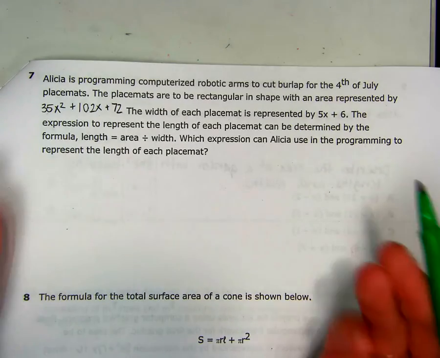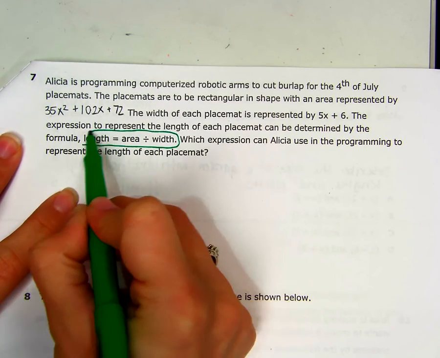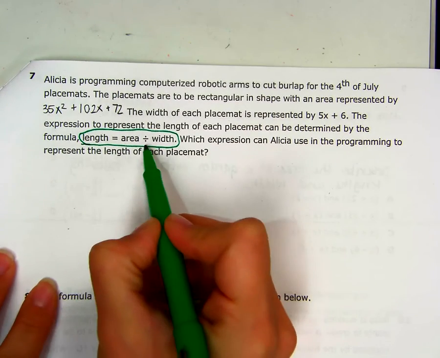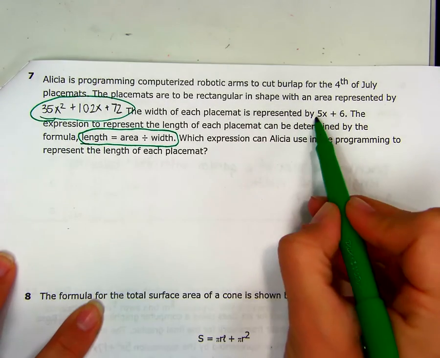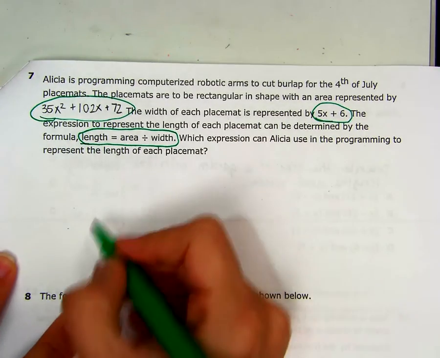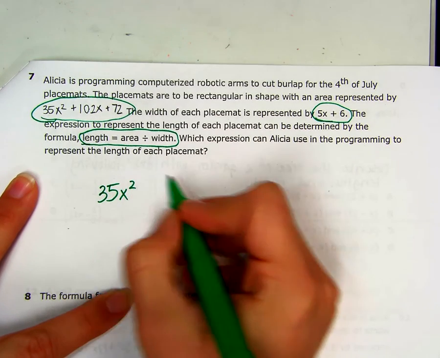All right, moving on to number 7. Number 7 flat out tells you what to do right here in the problem. It says to find the length, we're going to do the area divided by the width. They told us the area. They told us the width. So this is where your long division from a couple of days ago is going to come into play.